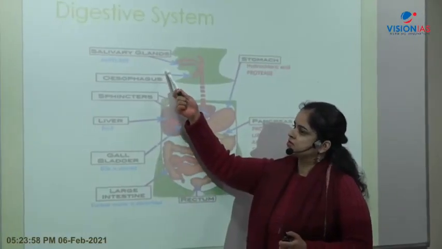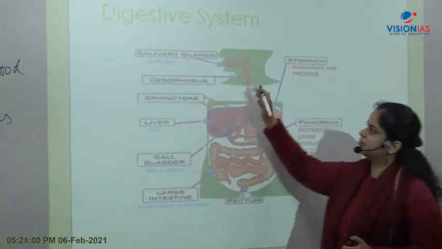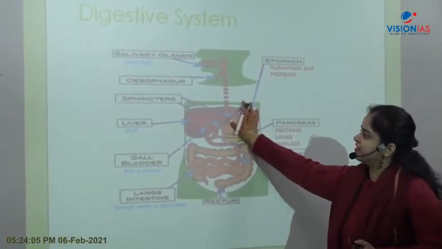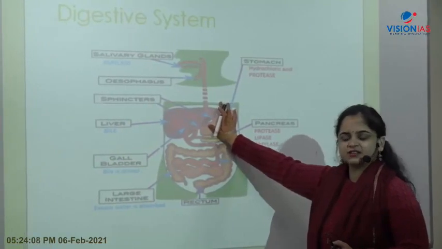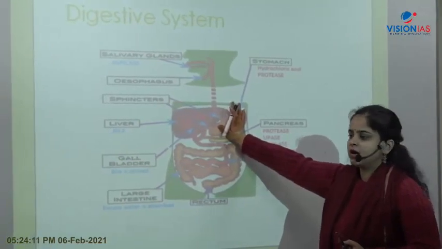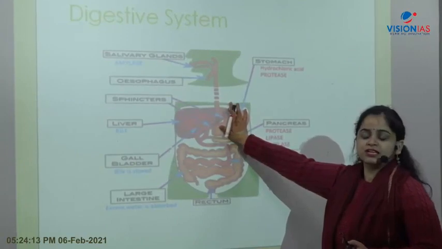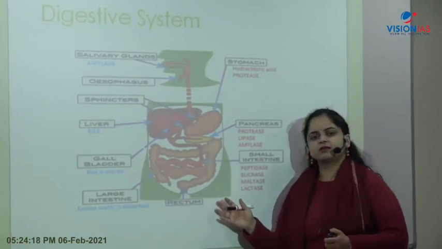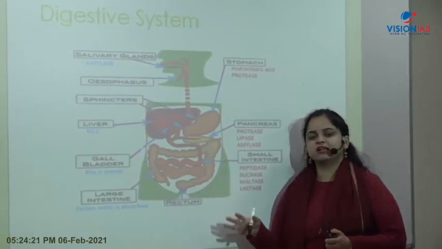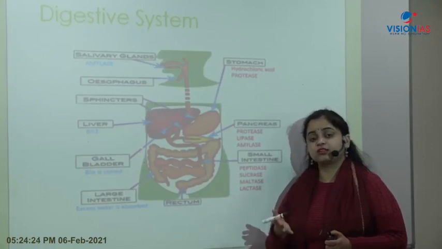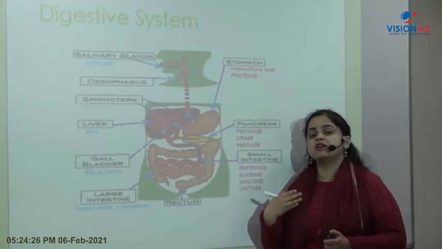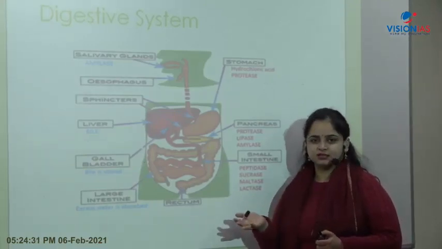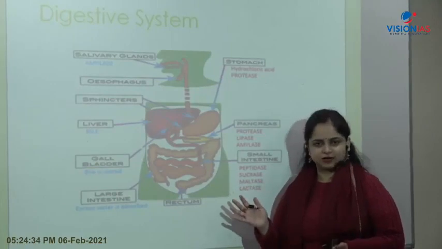Okay, so what is going to happen here is that we have different glands, different parts of our digestive system, and they are each going to be producing different enzymes so that the whole system ultimately digests all the nutrients. What are the nutrients? That we've already studied. We have proteins, we have carbohydrates, and we have fats. So ultimately our aim is to break these down.